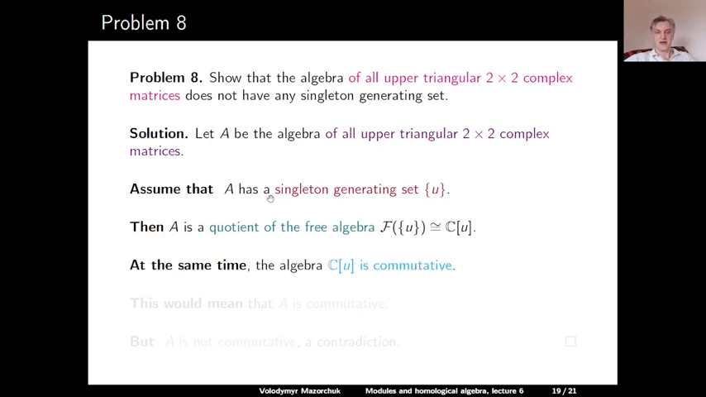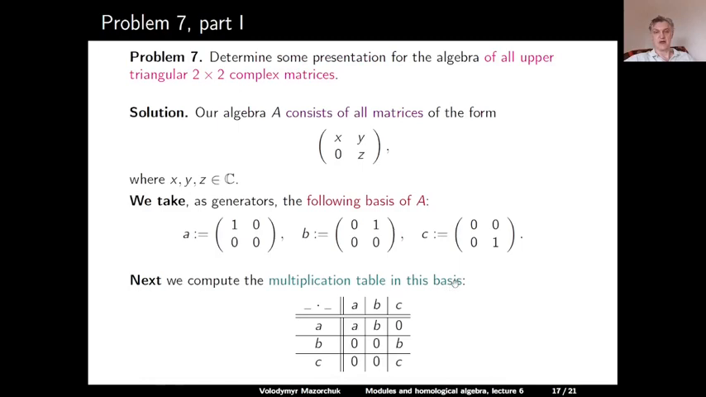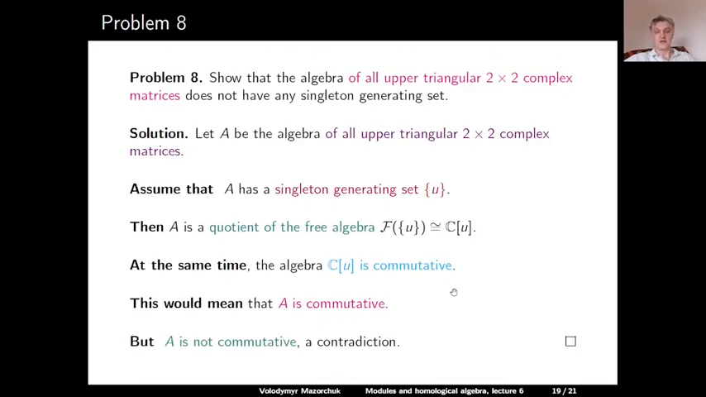And any polynomial algebra is commutative. So our algebra A, being the quotient of a commutative algebra, should be commutative. But the algebra of 2 times 2 upper triangular matrices is not commutative. As we can see from this multiplication table, it's not symmetric. And this means that we have a contradiction. So our assumption that A has a singleton generating set is false.